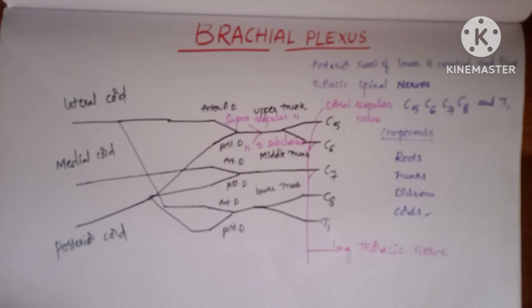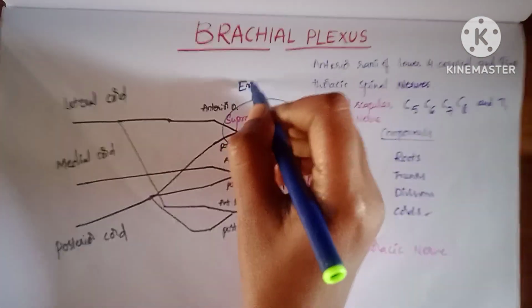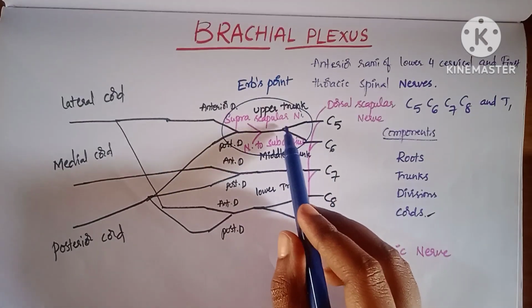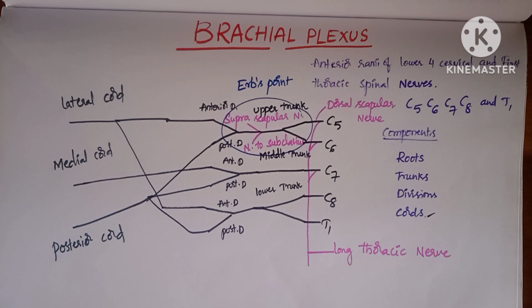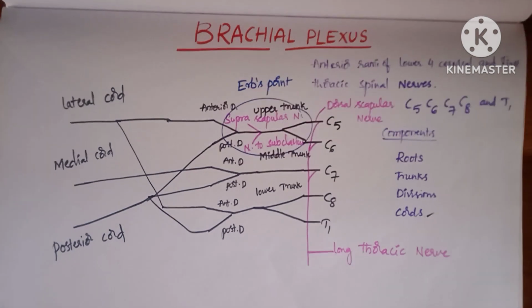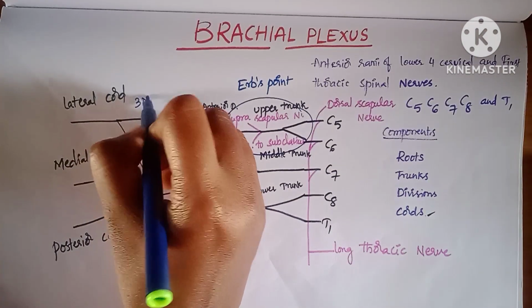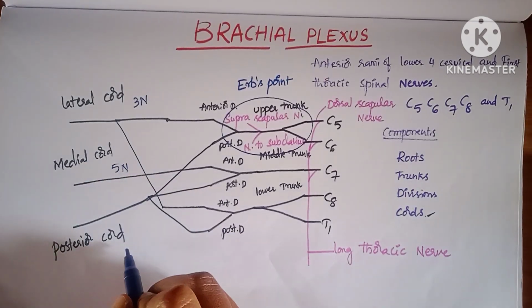Here is a point called Erb's point, where six nerves meet. It is the region of upper trunk of brachial plexus where six nerves meet. Those are fifth and sixth cervical roots, suprascapular nerve, nerve to subclavius, and then it divides into anterior and posterior divisions. It is clinically important. There are three nerves coming from the lateral cord, five nerves from the medial cord, and five nerves from the posterior cord.